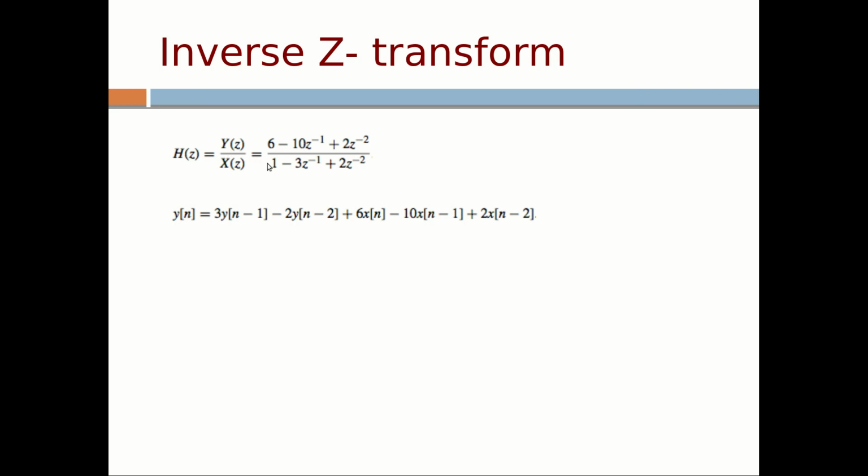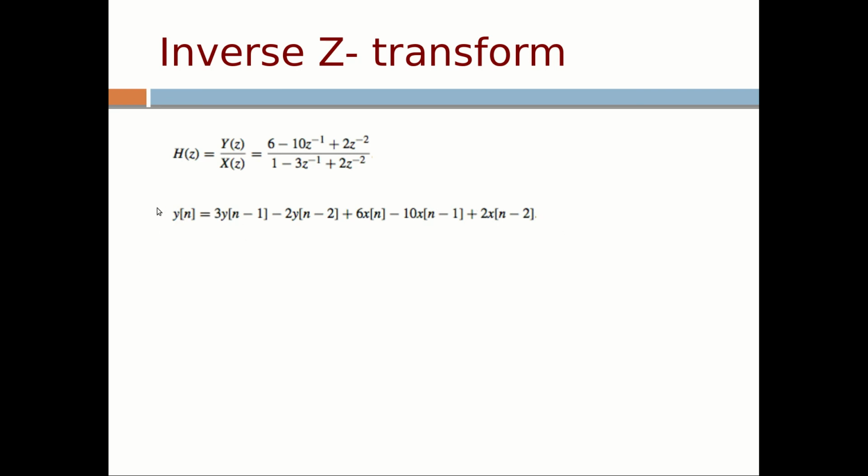So we get Y(z) into (1 - 3z^-1 + 2z^-2) is equal to X(z) into (6 - 10z^-1 + 2z^-2). Now applying the inverse Z transform and using the time shifting property, which says that if X(z) is the Z transform of x(n), then the Z transform of x(n - n0) would be z^-n0 X(z). So here z^-1 would indicate that it had been shifted by minus 1, and z^-2 would indicate that the signal has been shifted by minus 2.